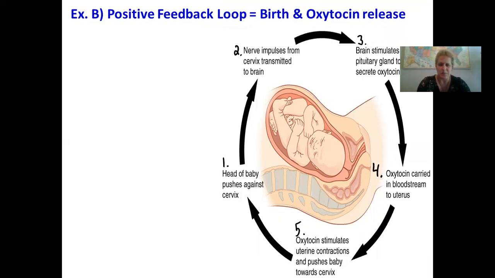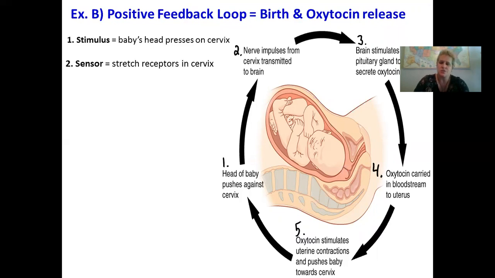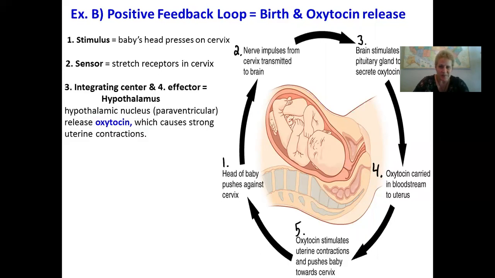Okay, so in this example, the stimulus is, here's the baby in the proper head down position for birth. And when that baby's head starts pressing on the cervix right here, that's a stimulus. And in that cervix, you have stretch receptors known as baroreceptors. And when those stretch receptors are signaled, the information about being stretched goes to the integrating center and effector, again the hypothalamus. And it's going to release a bunch of oxytocin. And you're going to get a corresponding increase in the response of the cells.